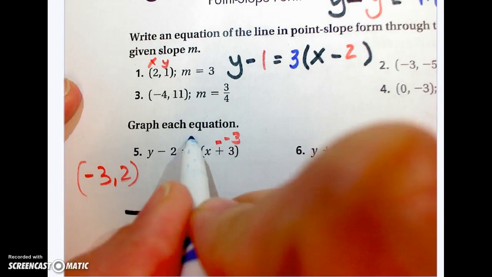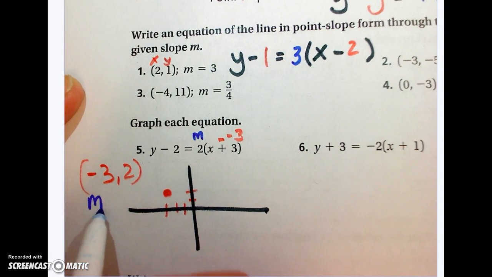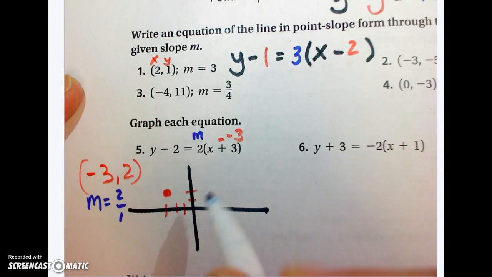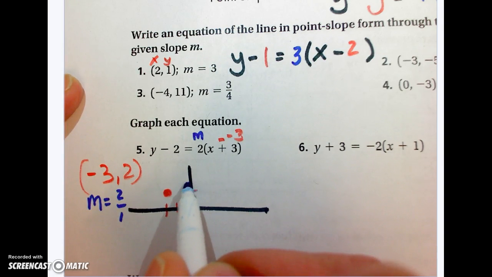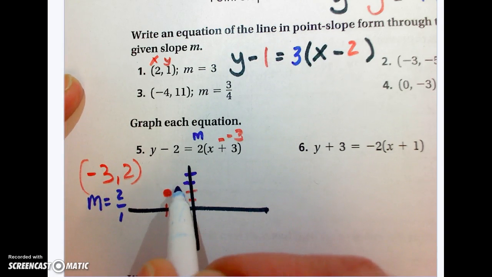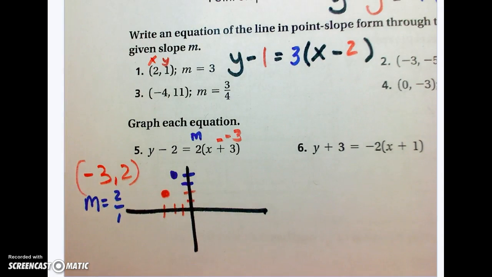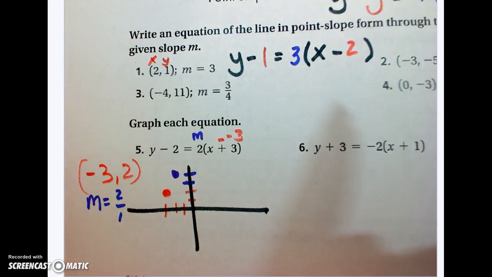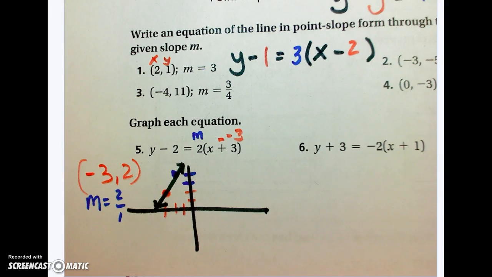Now I'm going to use my slope. And remember, my slope is right there, 2. So 2 over 1. So I'm going to go to the right one, and then I'm going to go up 2. So there's my point, my second point on the line. So now I can draw the line to the equation.